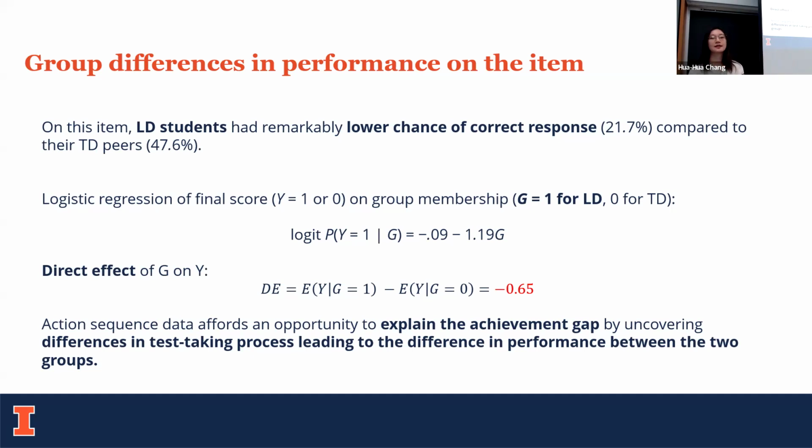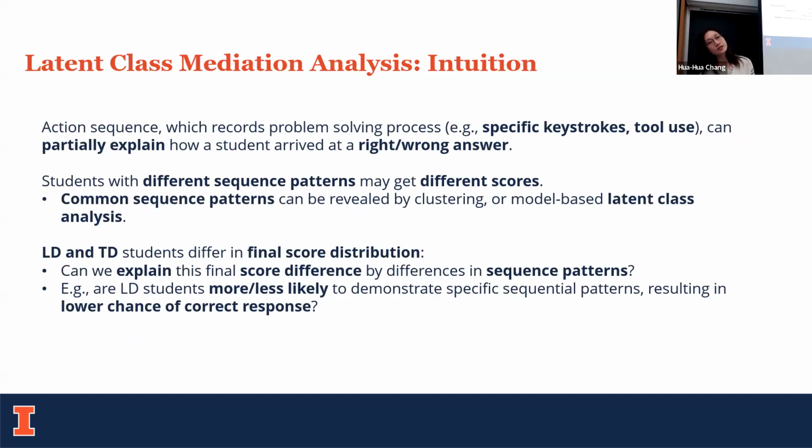The action sequence data here affords an opportunity for us to explain the achievement gap by uncovering the differences in test-taking process that lead to differences in the final performance between the two groups. So here's the intuition behind LCMA. The action sequence, which records part of the problem-solving process, like specific keystrokes and tool use, can potentially partially explain how a student arrived at an answer that's either right or wrong, the final score.